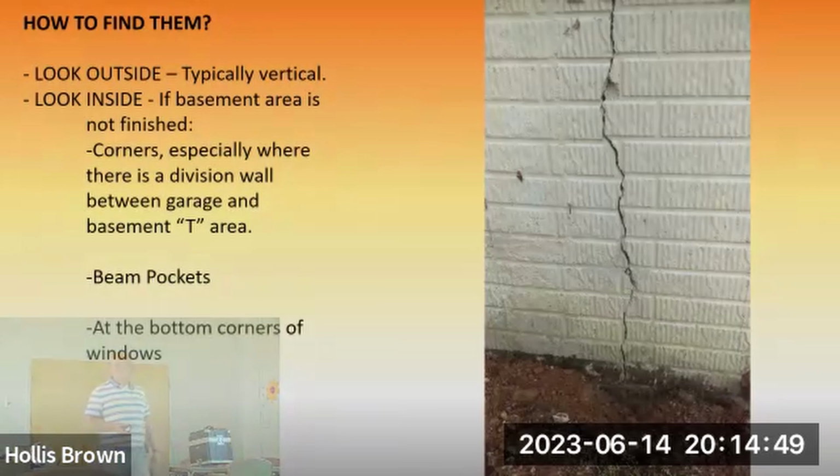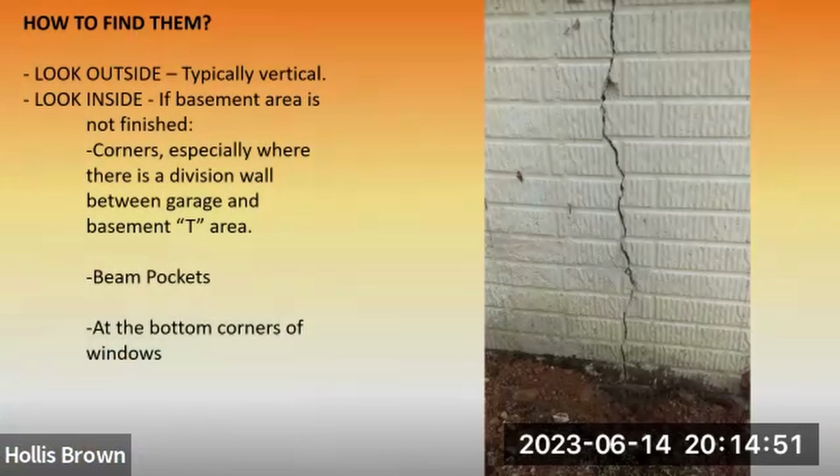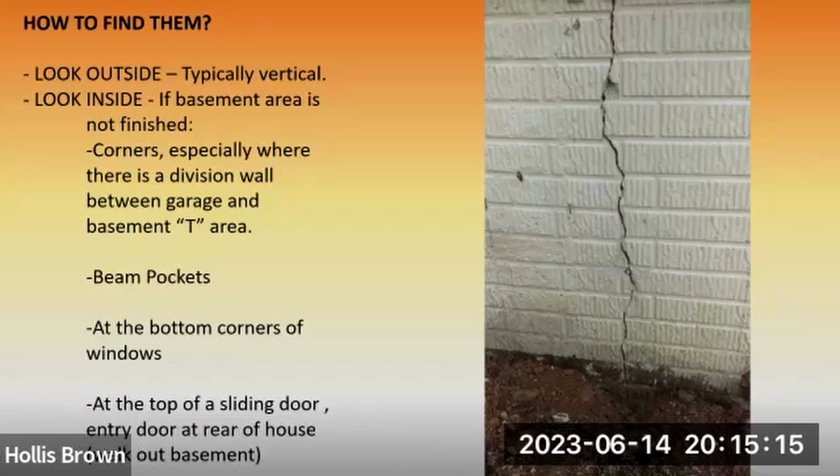Also look at the bottom corners of windows. And this is where it helps out a lot. If they do have a finished basement and they see water coming in, but they see no crack on the side or on the front or back, I ask them before I go out there to look in the window well and see if they can see a crack. It can be just a tiny little crack in that corner, and that's a lot of times the culprit. And then at the bottom of sliding doors, entry doors, the rear of the house, and walkout basements.